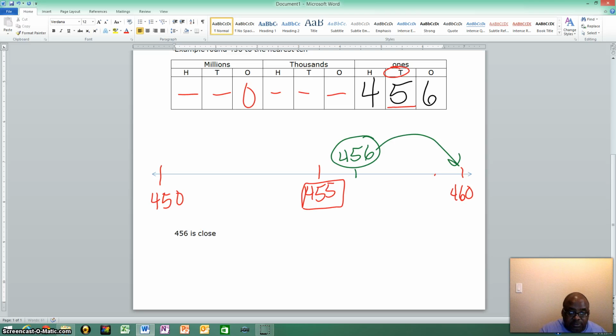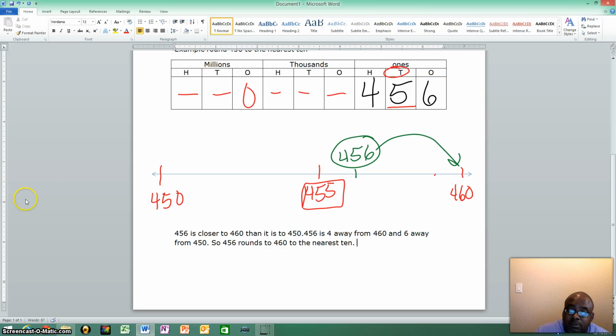456 is closer to 460 than it is to 450. 456 is 4 away from 460 and 6 away from 450. So 456 rounds to 460 to the nearest 10.